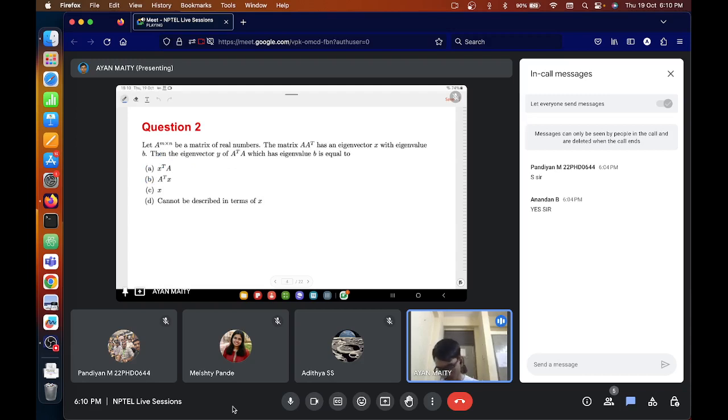Now question 2. Let A, an m cross n matrix, be a matrix of real numbers. The matrix A transpose has an eigenvector x with eigenvalue b. Then the eigenvector y of A transpose A, which has eigenvalue b, is equal to what? So what is the eigenvector of A transpose A with the same eigenvalue b as A transpose?